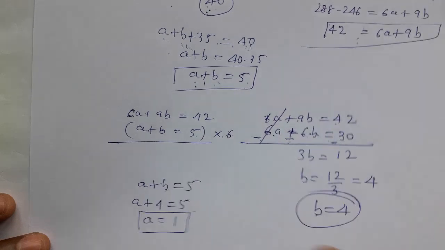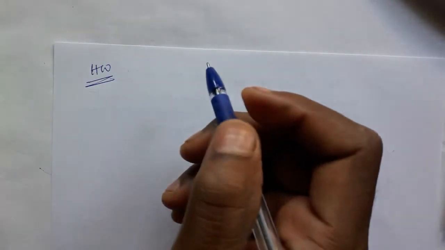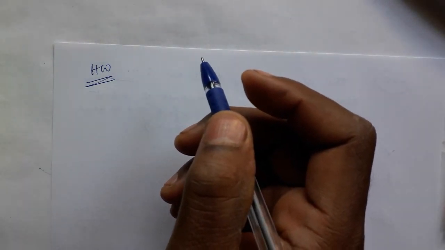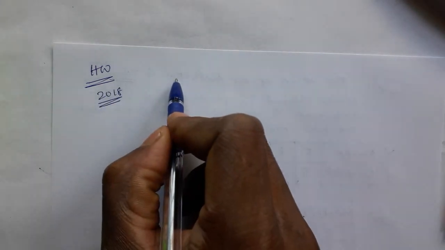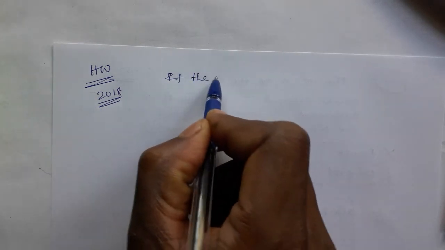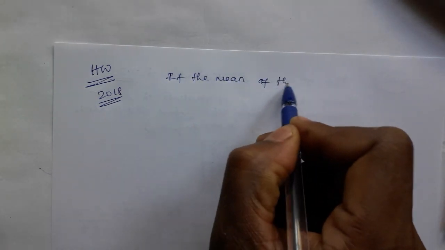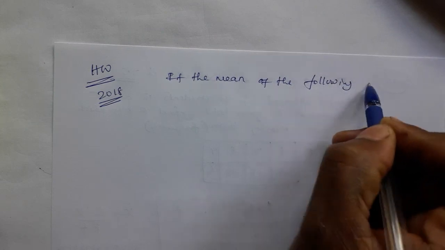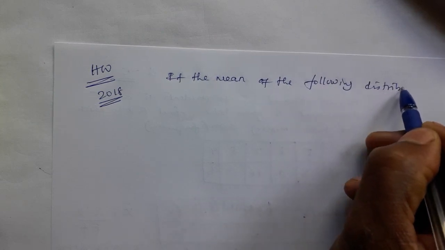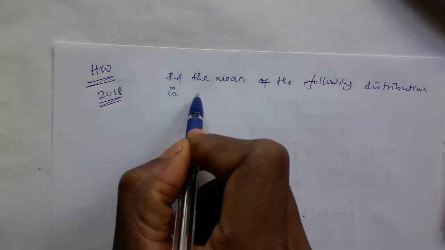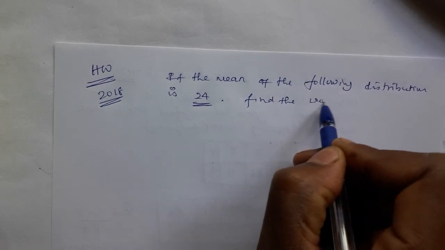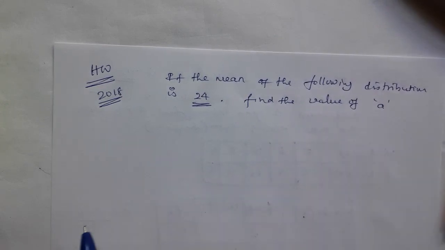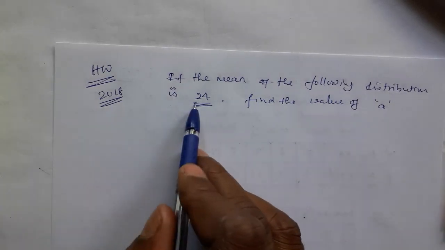So these were the two questions asked. In today's class we go for one homework. I'll give you a simple problem only, you can make this one. It is from the 2018 student latest question paper. If the mean of the following distribution is 24, look at the 24, that is the mean. Find the value of a. The a value you have to find out.